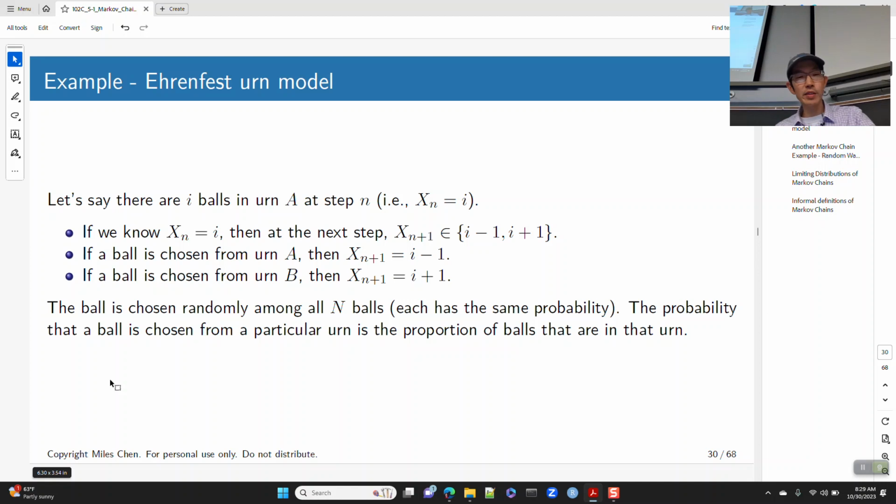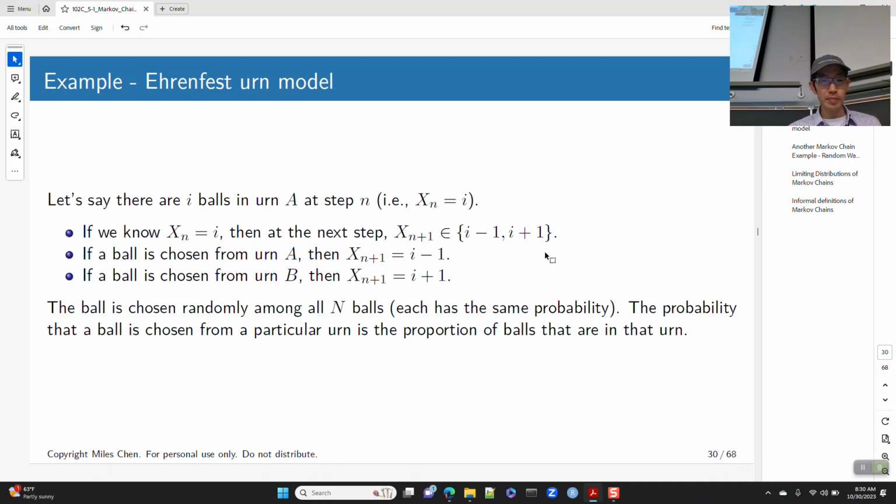So let's say we have i balls in urn A at step n. If we know X_n equals i, then at the next step, the only possible values we can take are either one molecule came in and we now have i plus 1, or a molecule from A leaves and we're at i minus 1. Those are the only two things, because we're just looking at one thing entering or one thing leaving. So we're not going to jump from i to i plus 2, and we're not going to remain at i. So at the next step, we're either at i minus 1 or i plus 1.